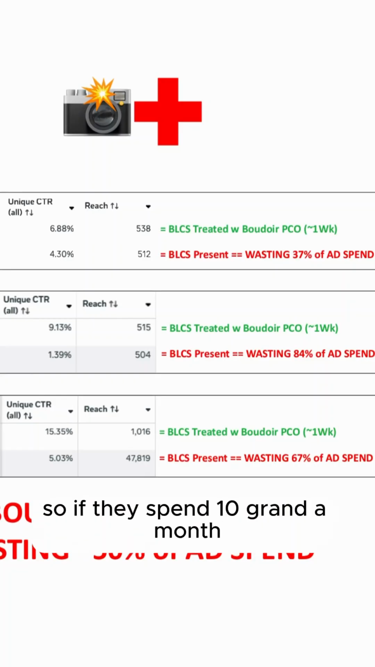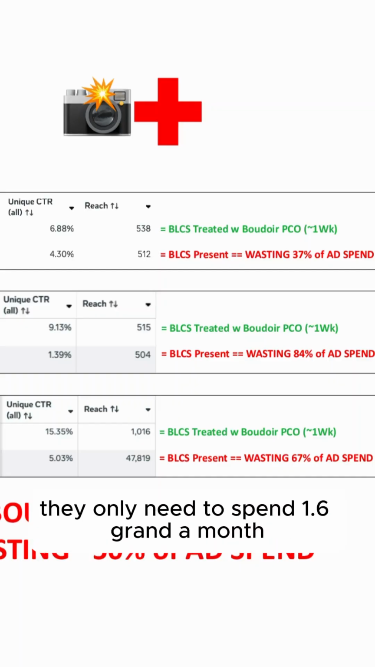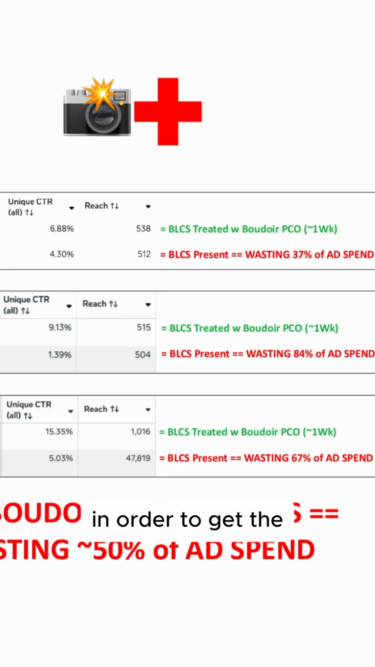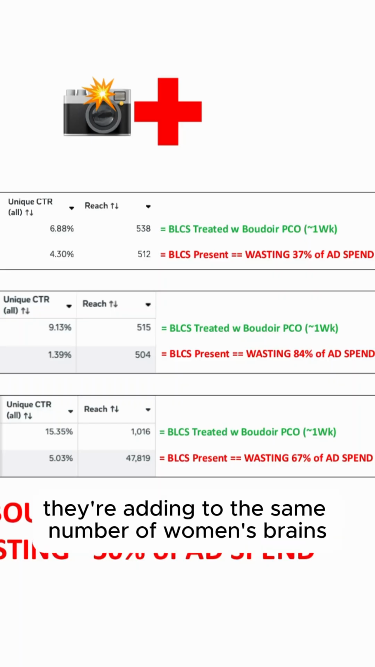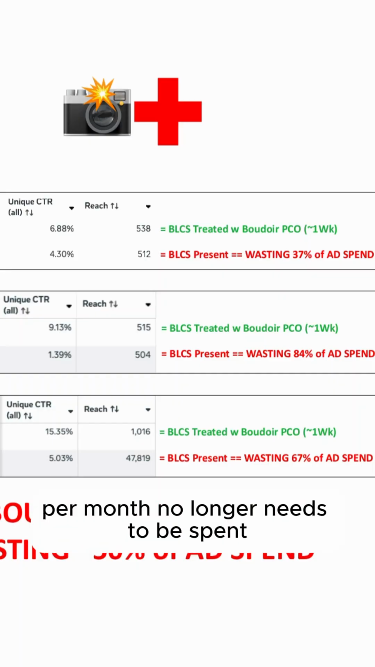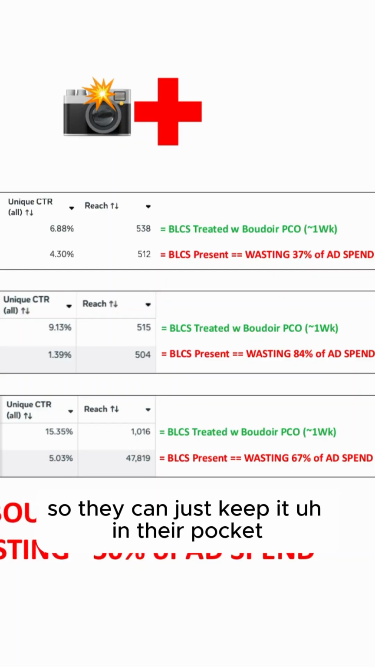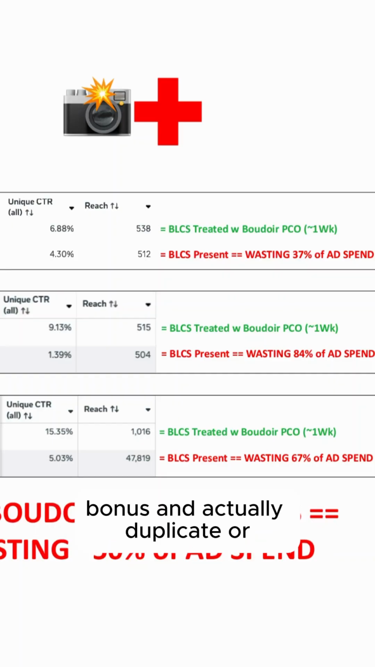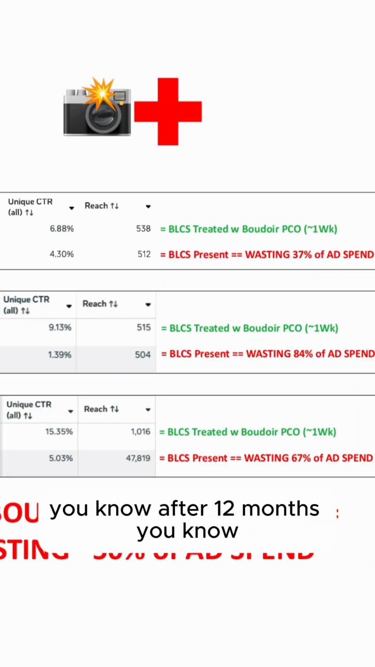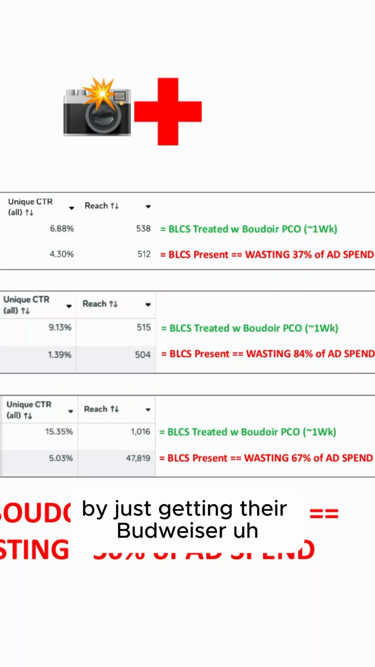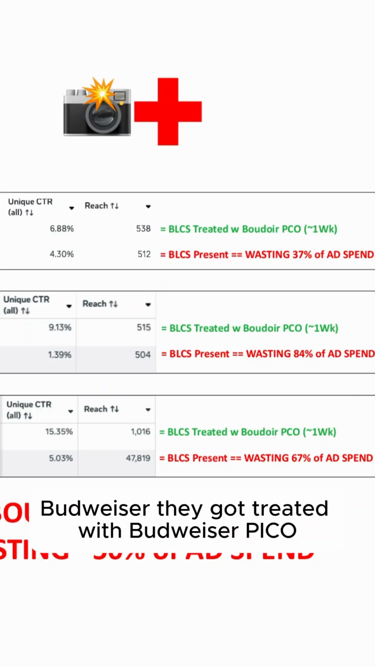So if they're spending 10 grand a month on the original Boudoir Facebook ad, now they only need to spend 1.6 grand a month on the Boudoir Pico treated Facebook ad in order to get their ad into the same number of women's brains in both scenarios. So 8,400 bucks per month no longer needs to be spent. They can just keep it in their pocket as a phantom bonus. After 12 months, it's a 100K phantom bonus just by getting their Boudoir Facebook ad treated with Boudoir Pico.